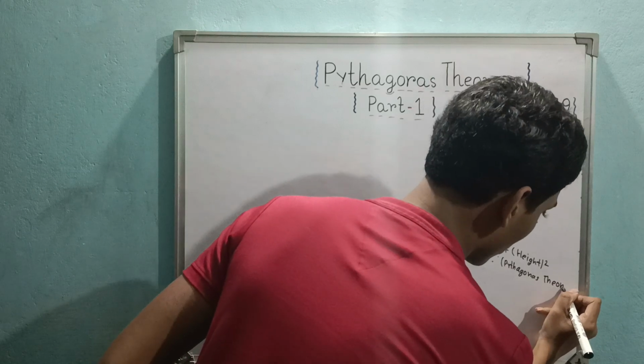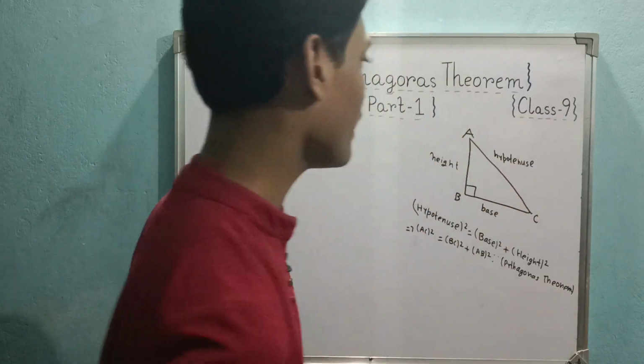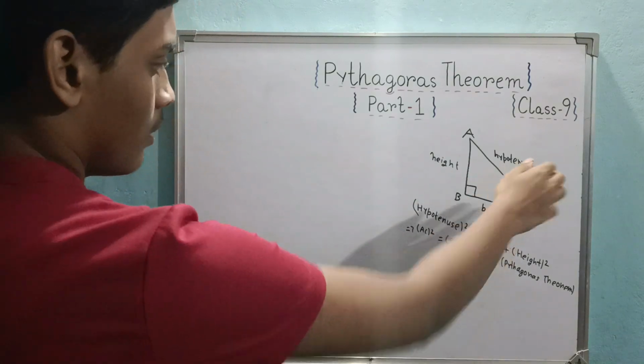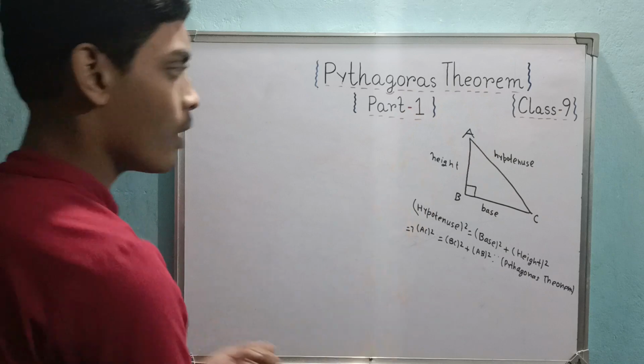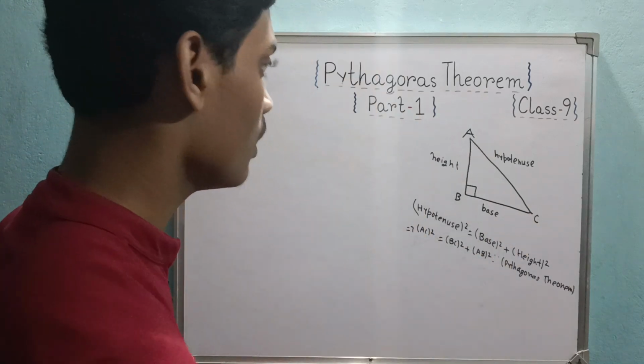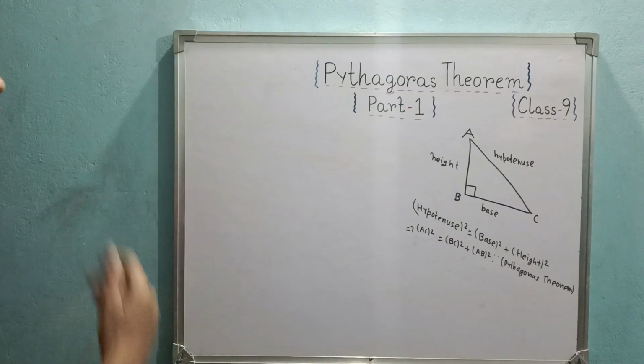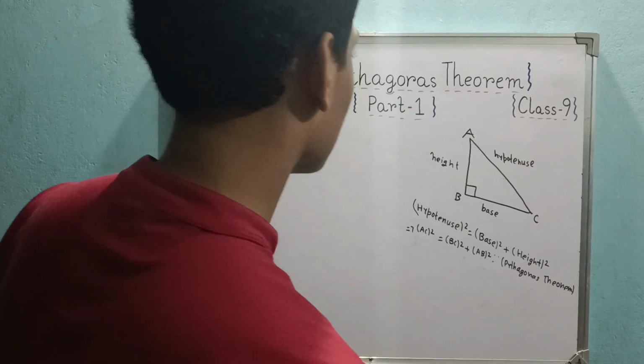So very easy, I hope. You get a right angle triangle, hypotenuse, base, height. It's an equation, simply nothing else. Between hypotenuse, base and height, which is hypotenuse square equal to base square plus height square, or hypotenuse square equal to height square plus base square. That's the whole concept of Pythagoras theorem.